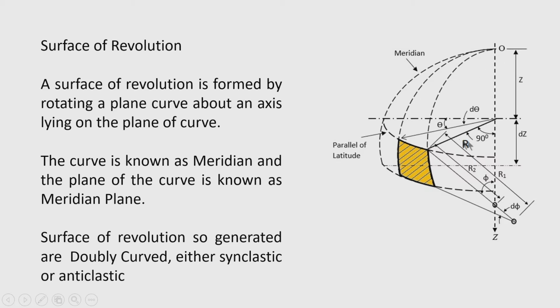Now, you can see that when the meridional curve is rotated around the vertical axis, a surface is formed. If you cut a section along the horizontal direction and rotate it 360 degrees, you will get a circle. This plane is known as the parallel of latitude, or sometimes called parallels of circle.